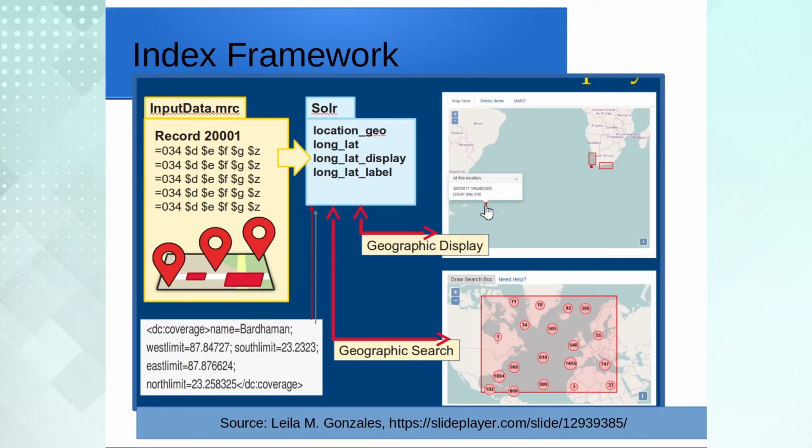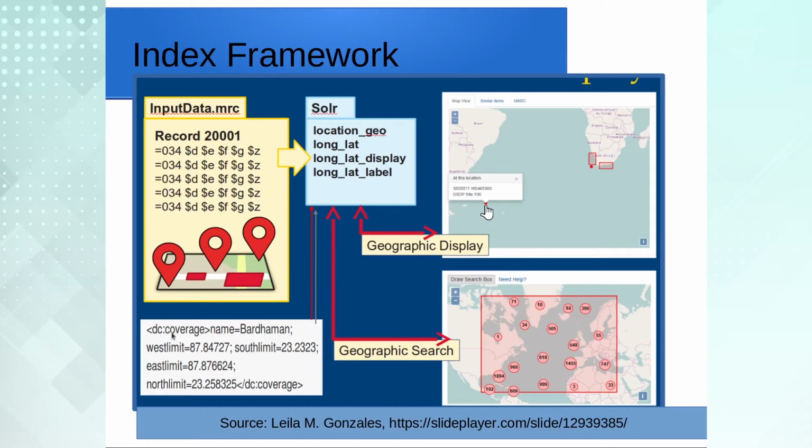Now, in the indexing framework, as you know, indexing is the most important component of such an enhancement in OPAC. This is a MARC data record, one particular record, all 034. 034 is a repeatable tag, so one document can include many places. Here you see one such record, 20,001, which has five place names. The long-lat values of these five places can be added through the 034 tag by repeating it. Similarly, DC.coverage is also repeatable.